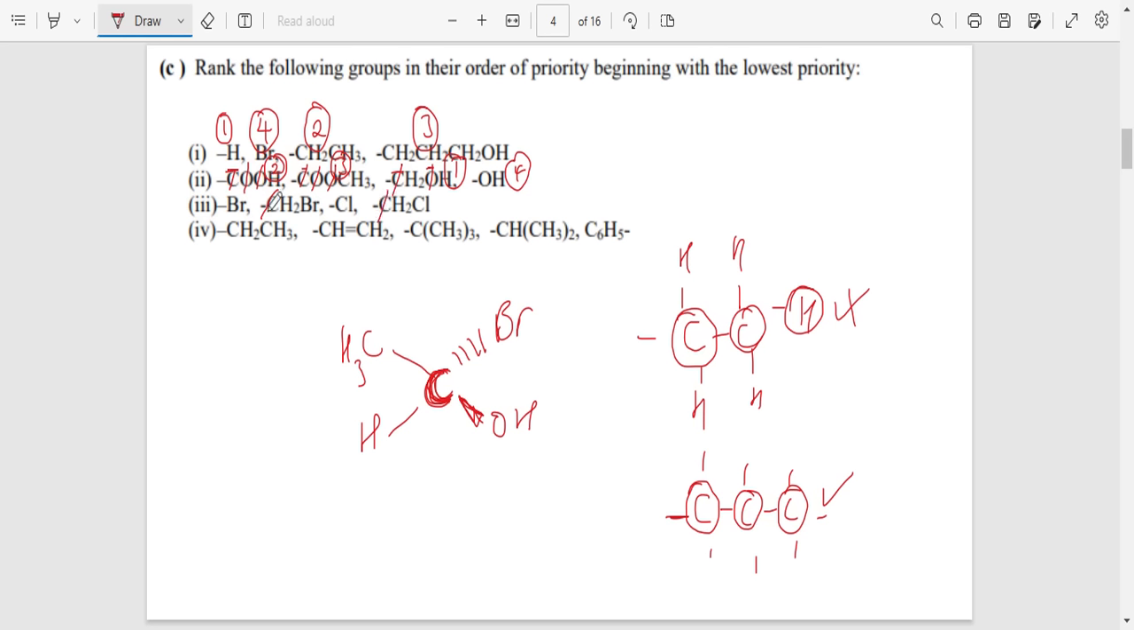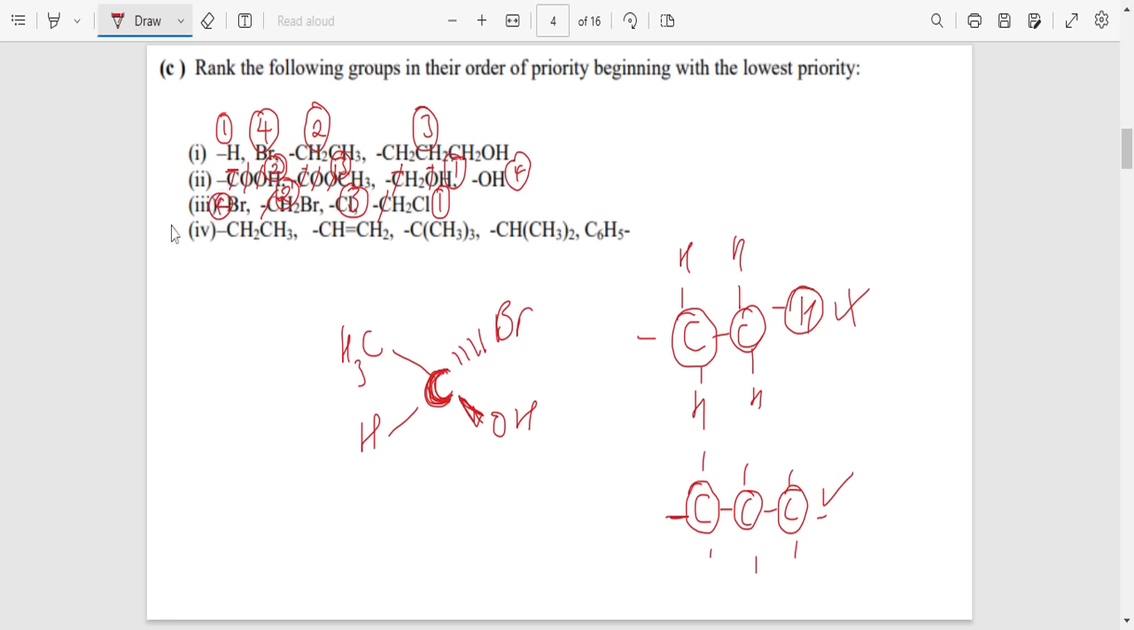And then look at the elements which are direct linked to the carbon, which have got higher molar mass. So I've got a bromine and a chlorine. Which one has got a higher molar mass between the bromine and the chlorine? Chlorine has got a lesser molar mass. So this is going to be group 1. And then group 2 is going to be this one, which also has a carbon. And then group 3 is going to just be the chlorine itself. And then group 4 is going to be this one. Okay, so that will be the order of priority.